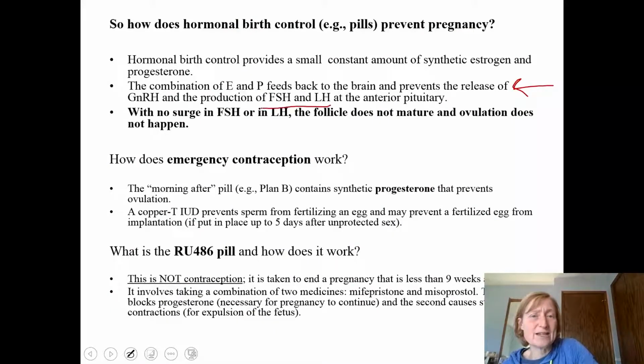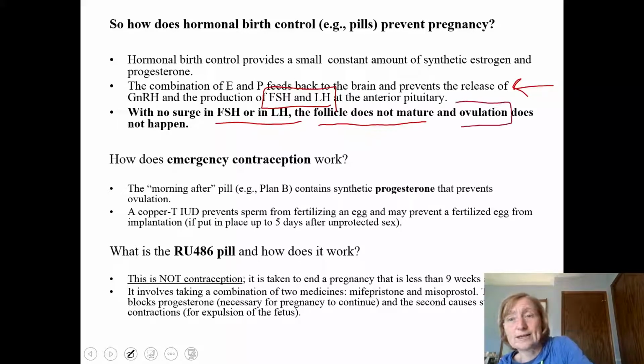It prevents the release of FSH. And with no FSH, the follicle is not going to grow. It's not going to mature. And certainly with no LH, you're not going to get ovulation. So even if a follicle does grow, it's not ovulated. So hormonal birth control prevents the growth of a follicle. It prevents the ovulation of a follicle because it gives the brain a little bit of estradiol and progesterone all the time. Does that make sense?